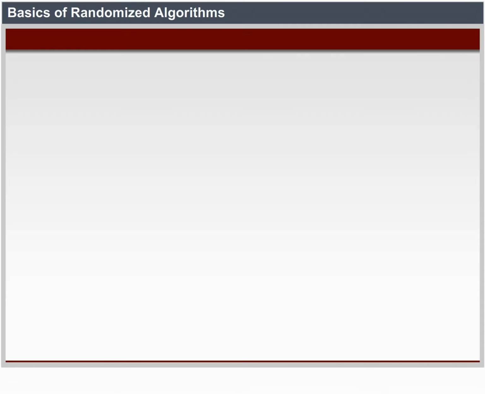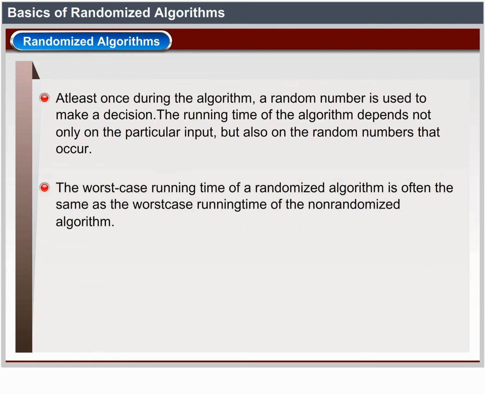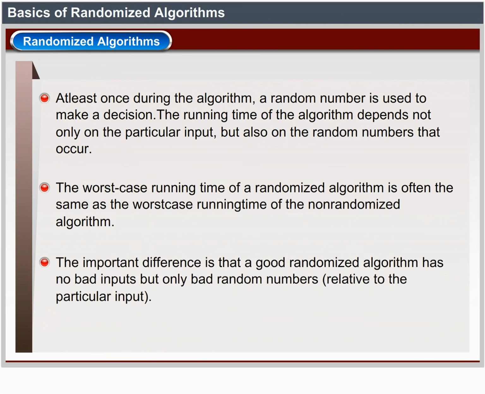Basics of randomized algorithms. Randomized algorithms: at least once during the algorithm, a random number is used to make a decision. The running time of the algorithm depends not only on the particular input but also on the random numbers that occur. The worst case running time of a randomized algorithm is often the same as the worst case running time of the non-randomized algorithm. The important difference is that a good randomized algorithm has no bad inputs but only bad random numbers relative to the particular input.